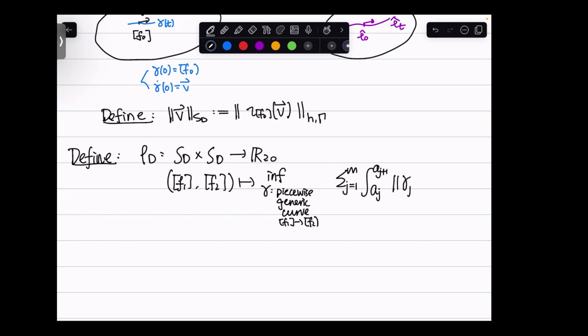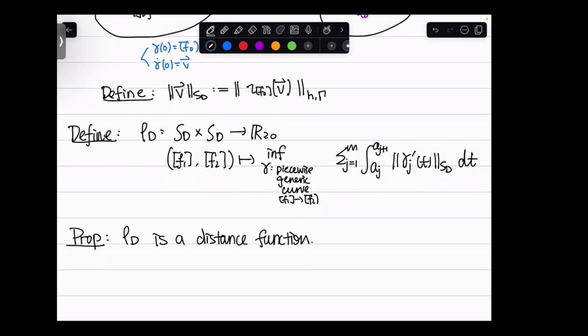So this is gamma j prime of t, and this tangent vector has length in SD, which is defined above, and we integrate dt. Then basically we need to prove that this function defined above is a distance function, which means it satisfies the triangle inequality, the distance is greater than or equal to 0 and equal to 0 if and only if the two points are the same, and it also satisfies symmetry. So the distance between F1 and F2 equals the distance between F2 and F1.